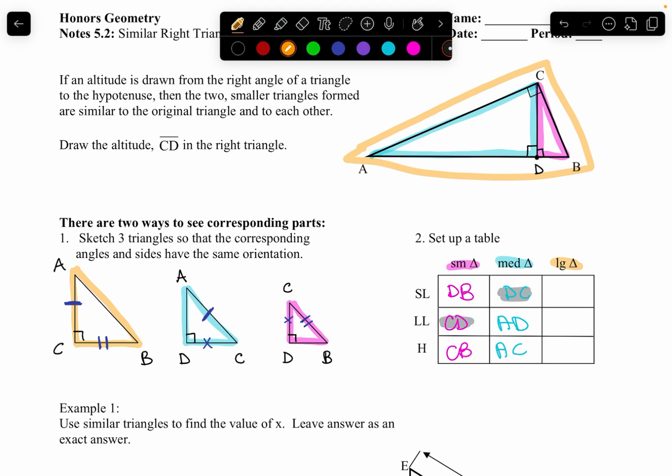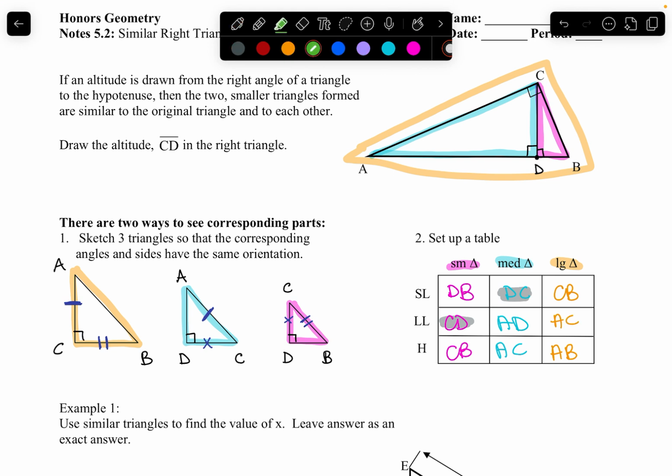And then lastly, I've got this stuff over here. The hypotenuse is AB. The short leg, this one's kind of hard to do, is CB. And then the long leg would be AC.